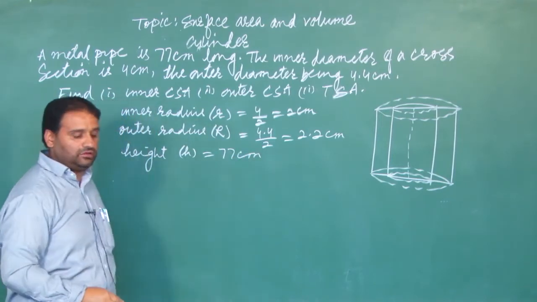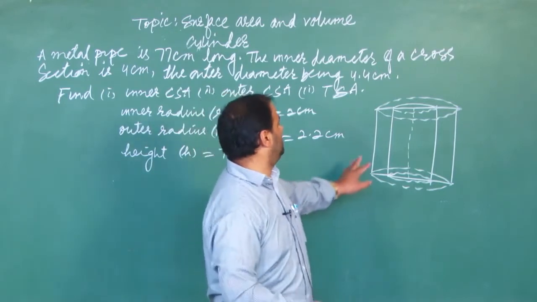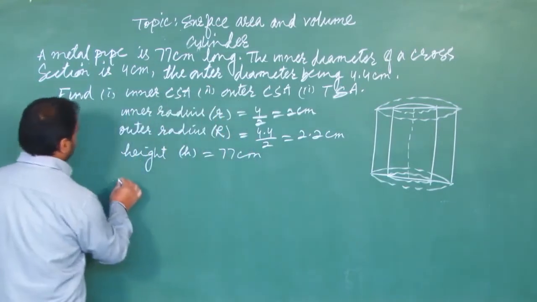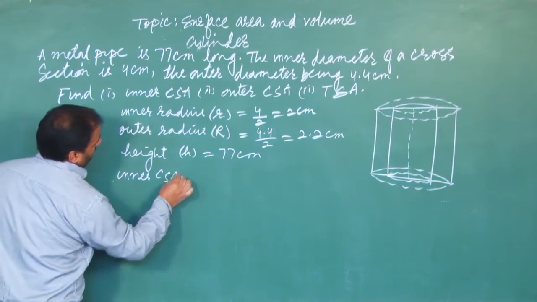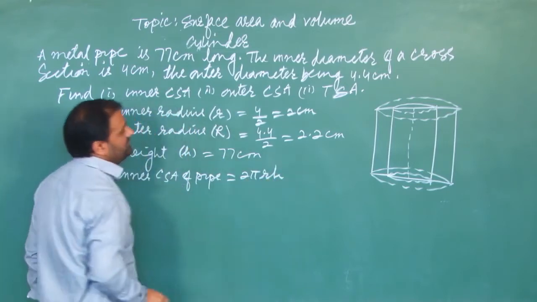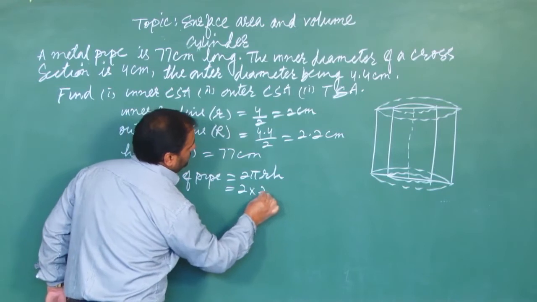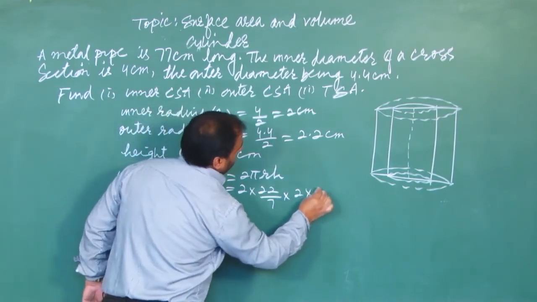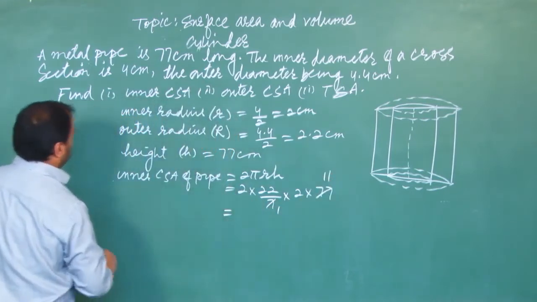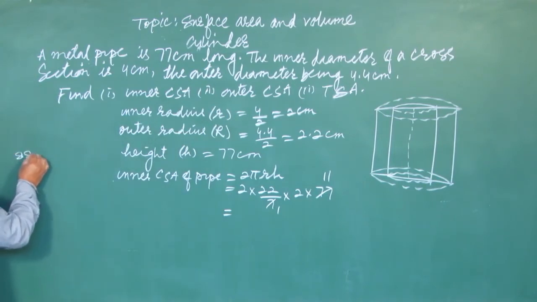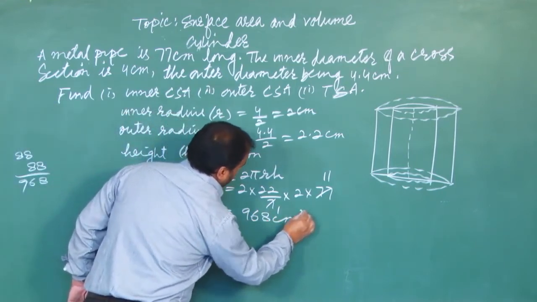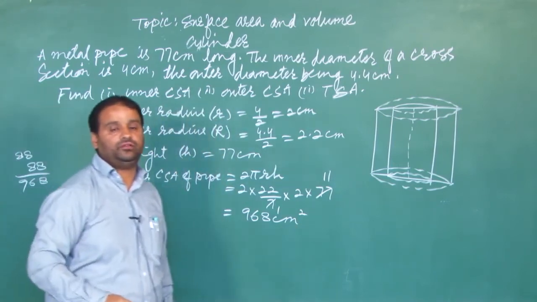Now, the inner curved surface area of the cylinder. We will consider the inner radius with certain height as the inner cylinder. So, the inner curved surface area of the pipe will be 2 pi small rh, because the inner radius we have denoted by small r. 2 into 22 by 7, r is 2 and h is 77. 7, 1, 7, 11, 44 into 2, 88 into 11. It's 968 centimeters square. This is the inner curved surface area of the pipe.